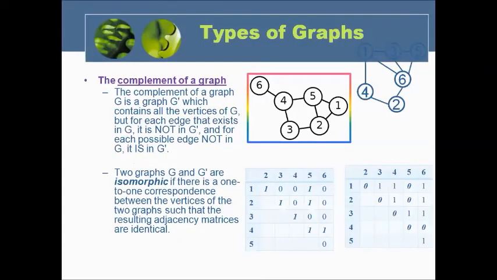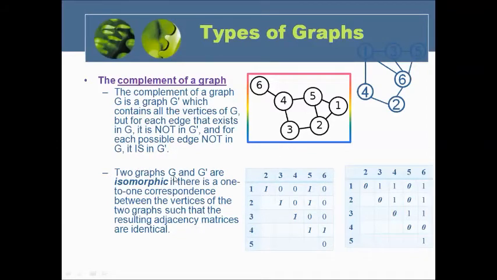So this one, we have the different types of graphs. The complement of a graph G is a graph G apostrophe which contains all the vertices of G, but for each edge that exists in G, it is not in G apostrophe, and for each edge not in G, it is in G apostrophe. So like this one, we know already how to get this.